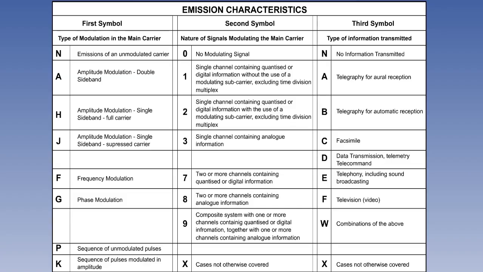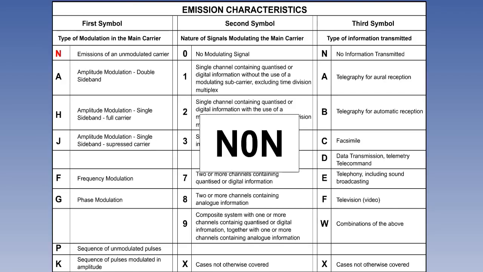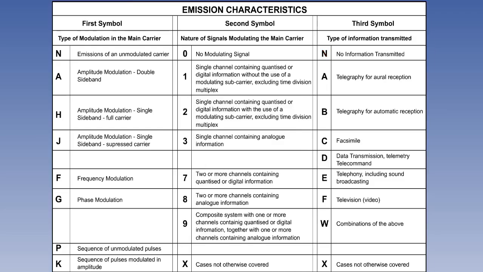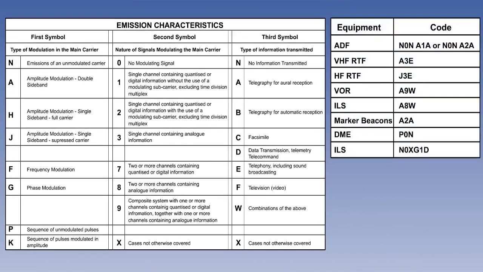Let's examine these designators given to various types of modulation. Have a look at this table which explains the three-letter system. The first character defines the type of modulation. The second digit gives the nature of the signal, and the latter the type of information carried. For instance, the first N in N0N shows that the carrier is unmodulated. 0 means that there is no modulating signal, and the second N indicates that no information is transmitted. Now use the table to decode the designations which are listed here.